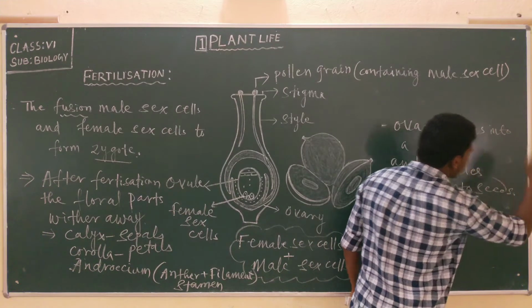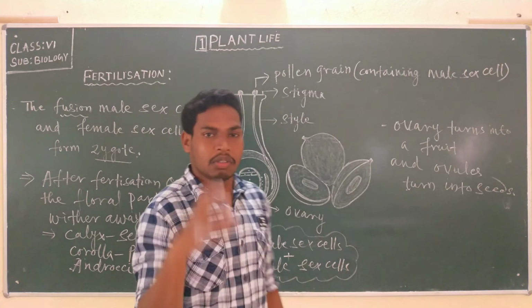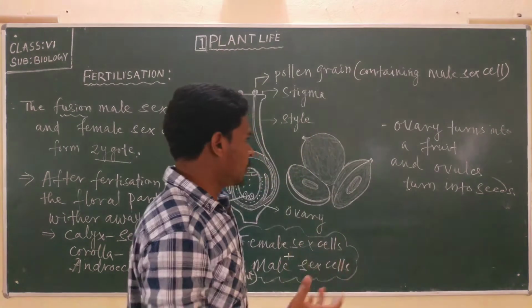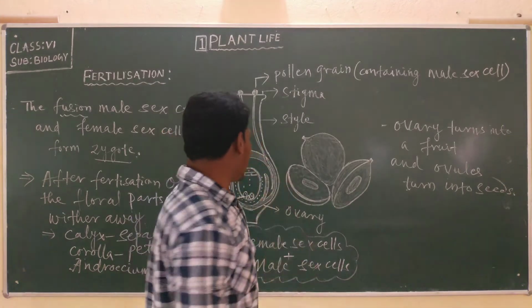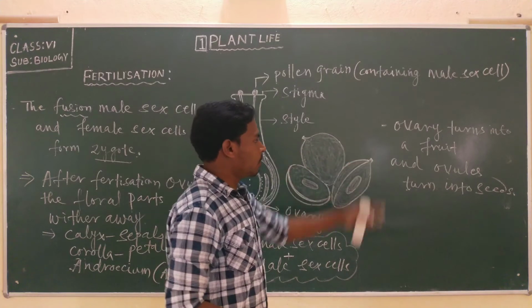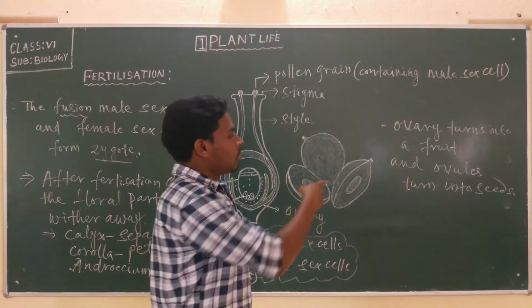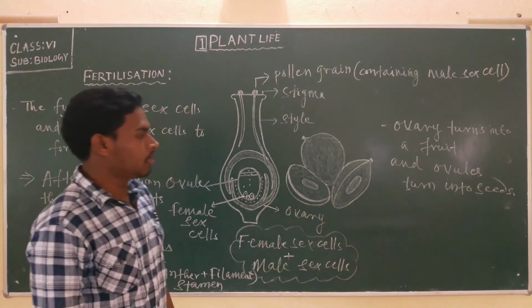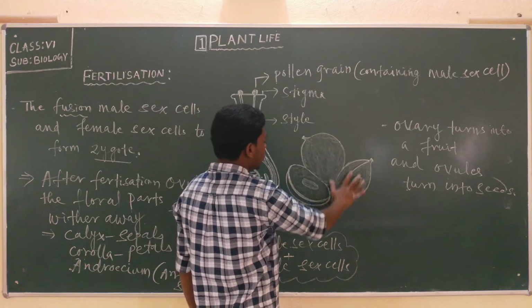So the ovary turns into fruit. That means what is fruit now? Fruit is the ripened part of an ovary. So the ovary develops into fruit and the ovules develop into seeds. Now you can clearly observe the fruit here.